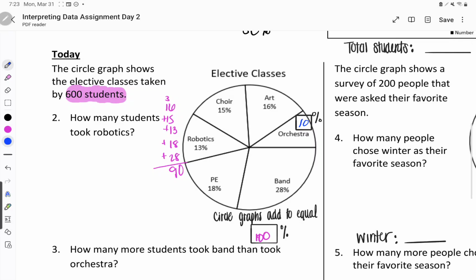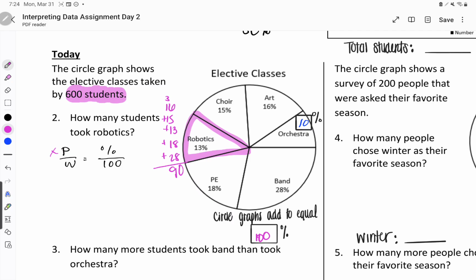So this one says, how many students took robotics? Well, if I look right here, I see that robotics is 13% of my class. Now, since I have a percent, I set up a proportion. So I have part over whole equals percent over 100. Do I know what the part is? Do I know how many students took robotics? No. So I'm going to put X.